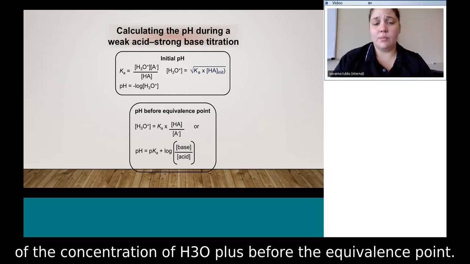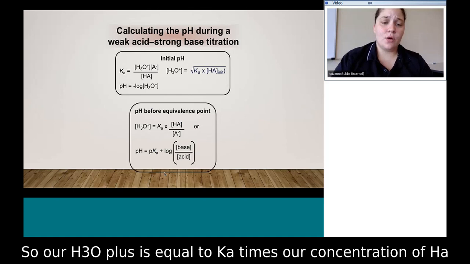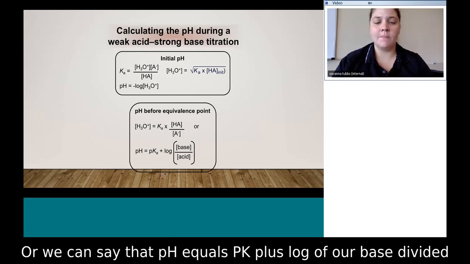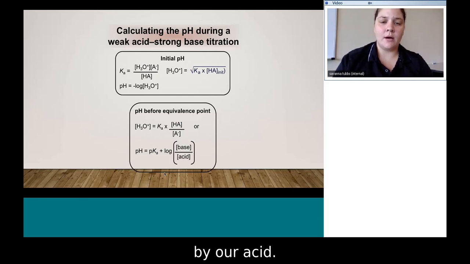Before the equivalence point, our H3O plus is equal to Ka times our concentration of HA divided by A minus, or we can say that pH equals pKa plus log of our base divided by our acid.